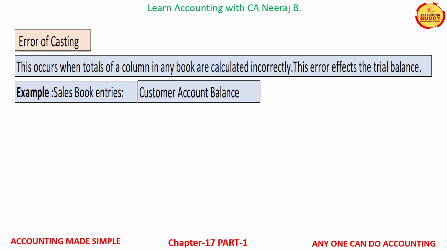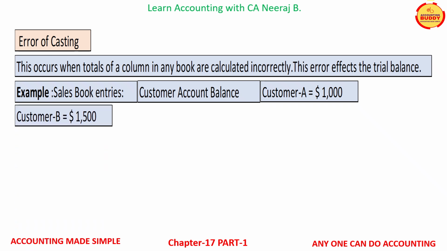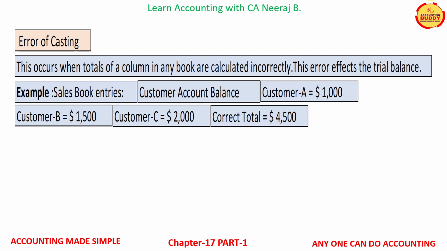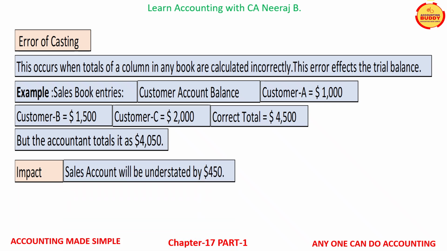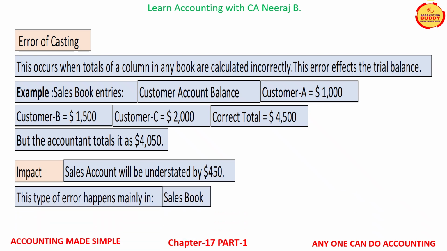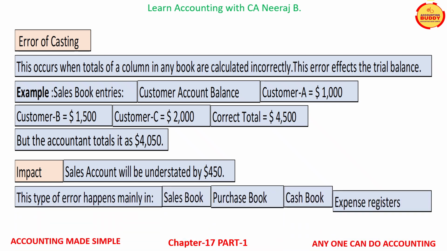Various customer account balances are: for customer A, the balance is $1,000, customer B, the balance is $1,500, and customer C, the balance is $2,000. The total of all customer outstanding balances comes to $4,500. However, by mistake, the accountant totaled it as $4,050. The impact of this error of casting is that the sales account will be understated by $450. This type of error happens mainly in the sales book, purchase book, cash book, and expense register.